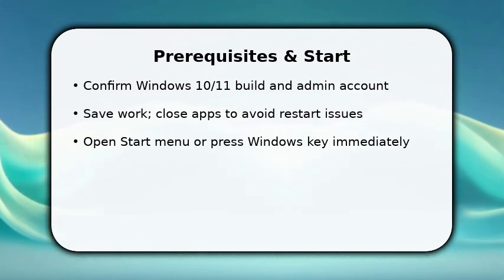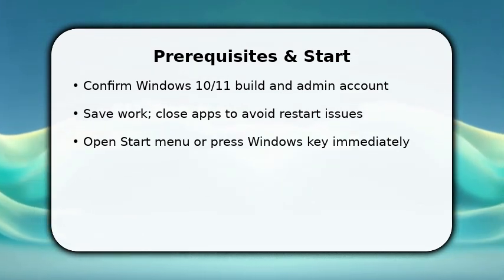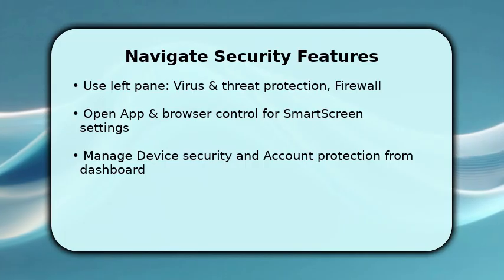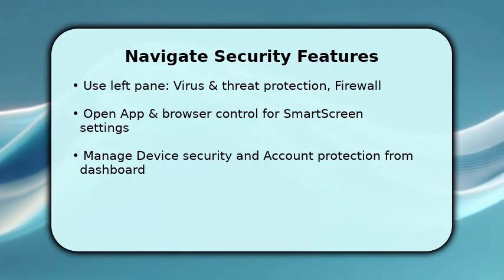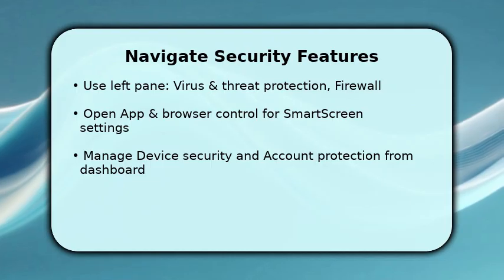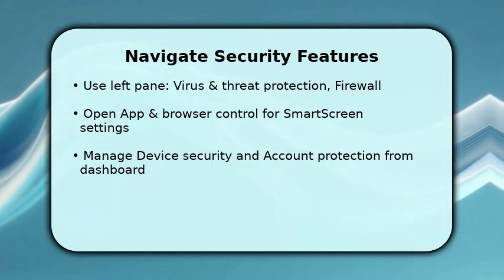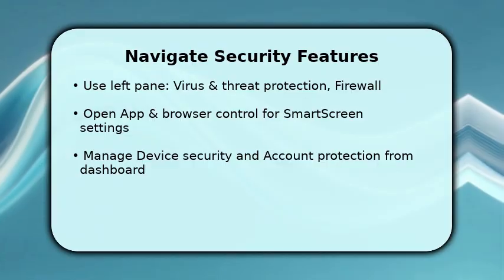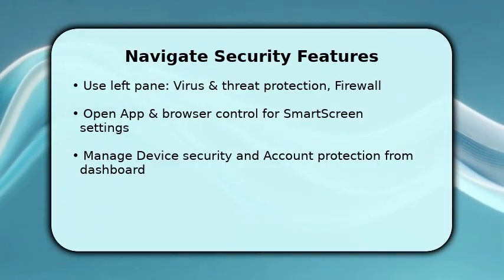Once inside Windows Security, use the left pane to move between modules, virus and threat protection, firewall and network protection, and more. Click Virus and Threat Protection to run a quick or full scan. Choose Scan Options to schedule deeper checks.